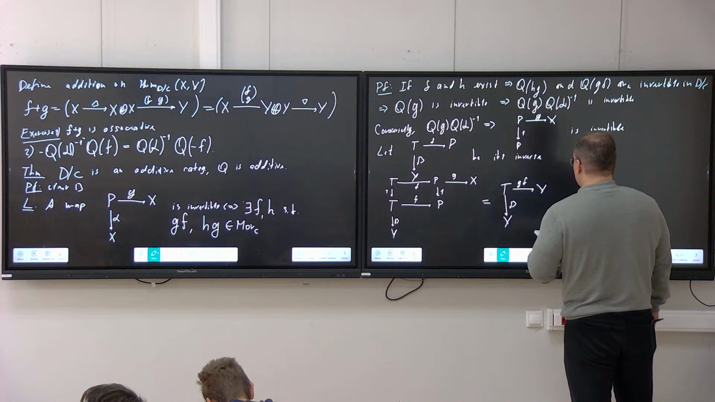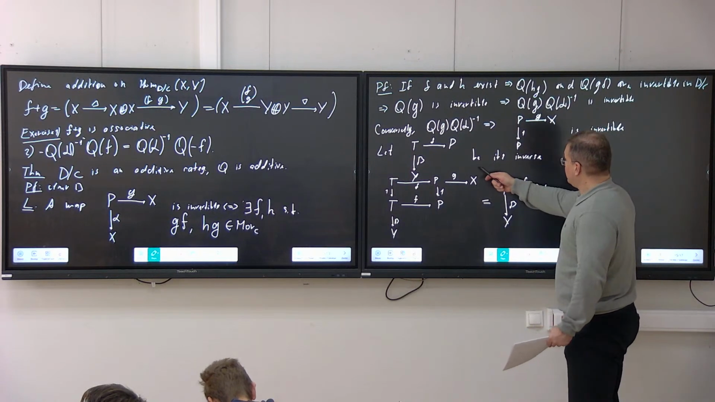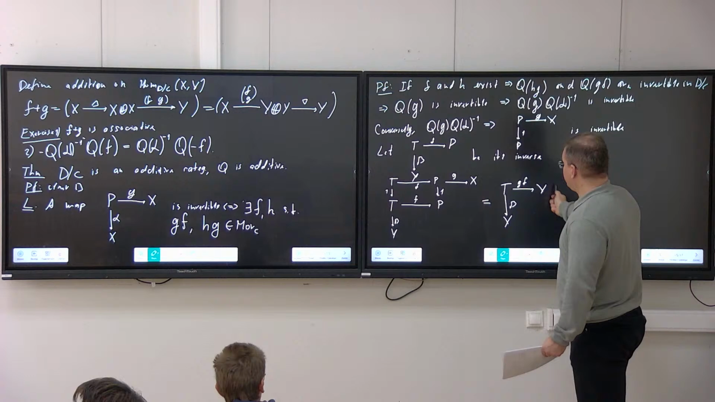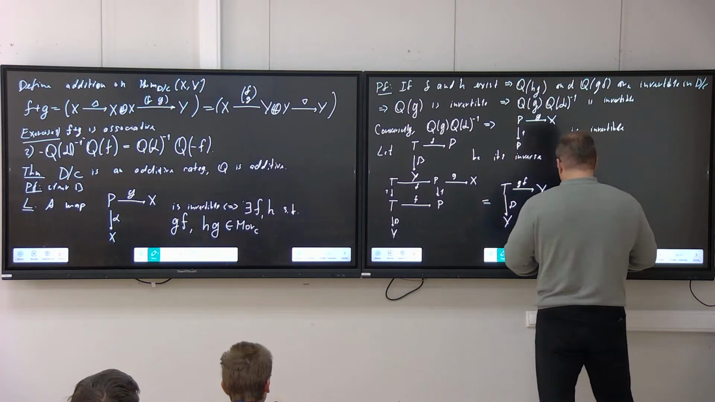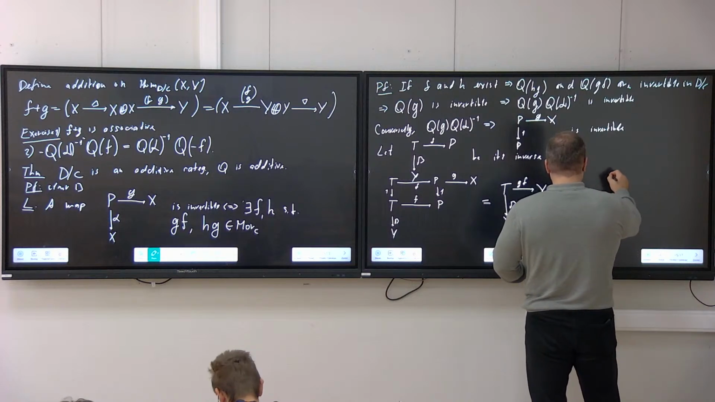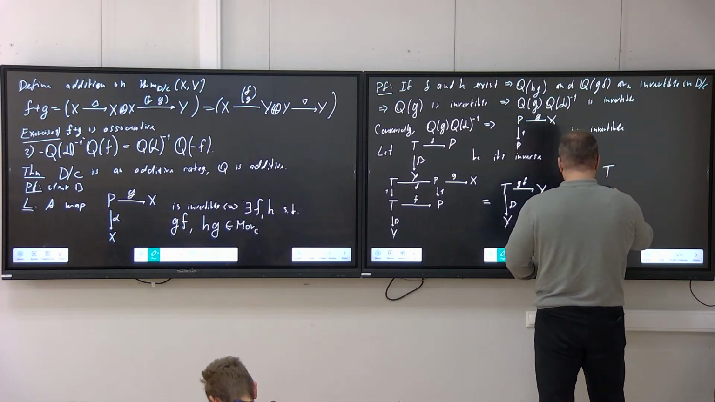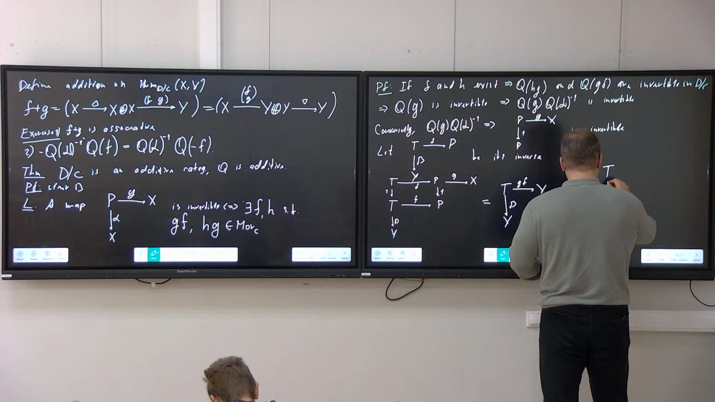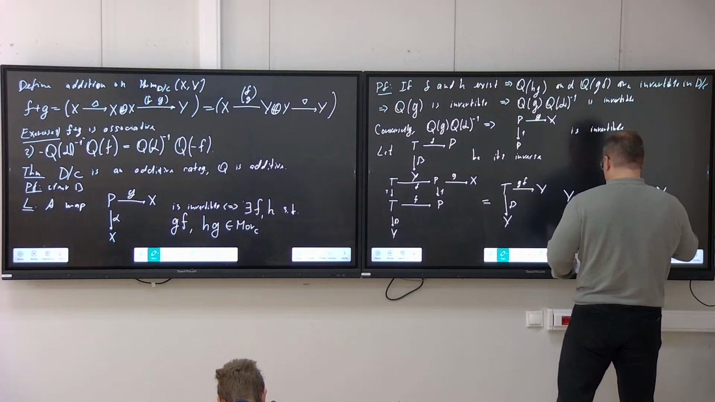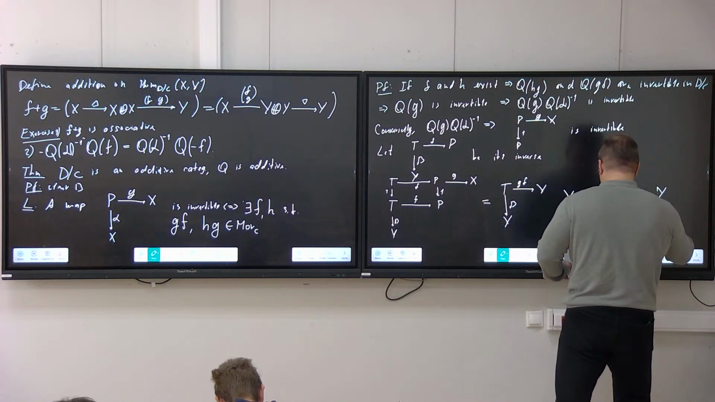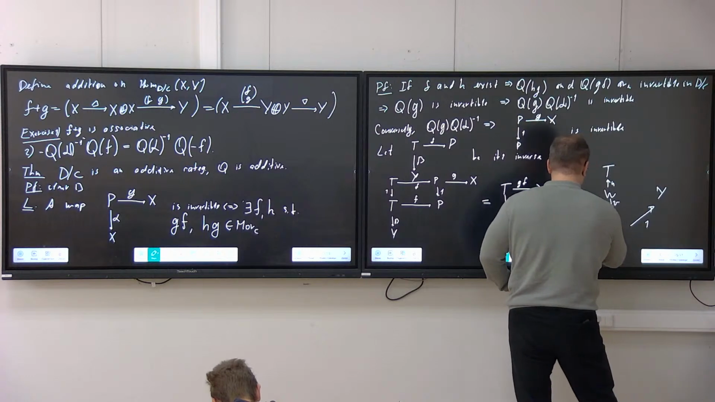So I know that this is its inverse. In fact, this roof is equivalent to the roof that gives the identity. Let me draw the corresponding diagram. I have T, some W in the middle, two maps U and V, and this is the object Y. This is again Y, with two identities.